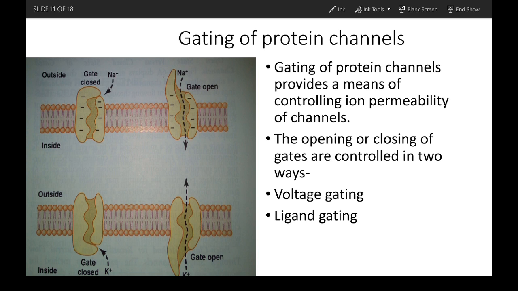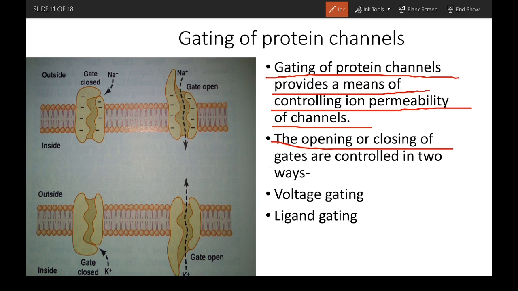Now we will study the gating of protein channels. The gating of protein channels provides a means of controlling ion permeability of the channels. The opening or closing of gates is controlled in two ways: voltage gating and ligand gating. In the case of voltage gating, the molecular conformation of the gate or its chemical bond responds to electrical potential, as given in this example of sodium and potassium gates.